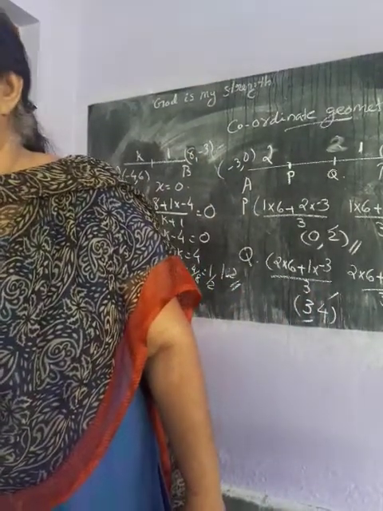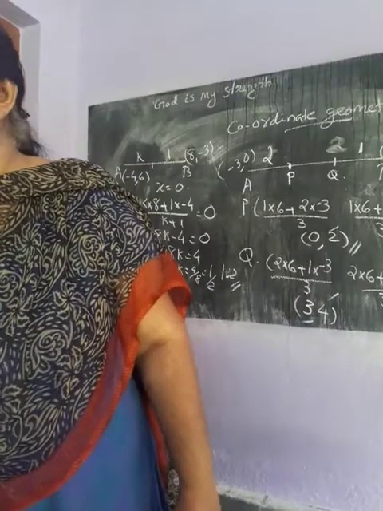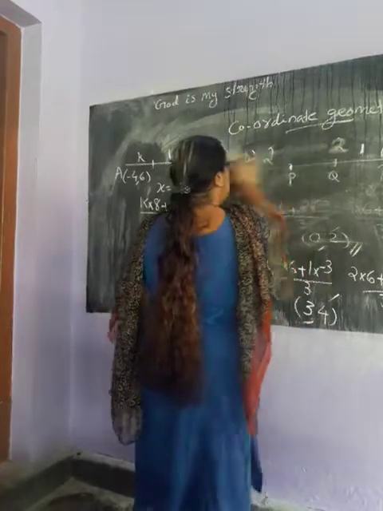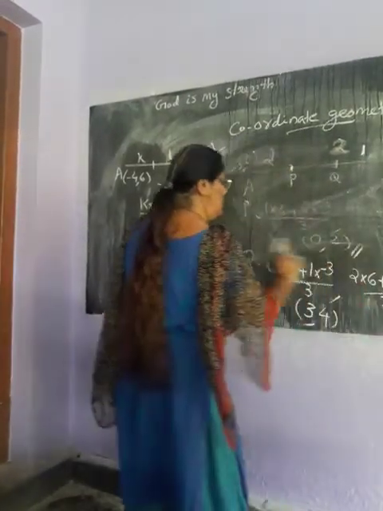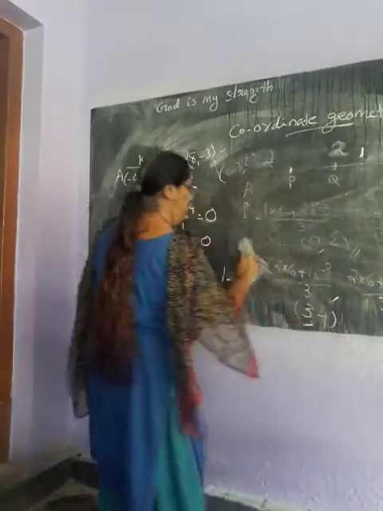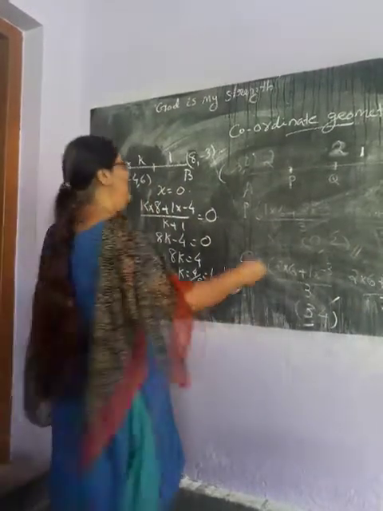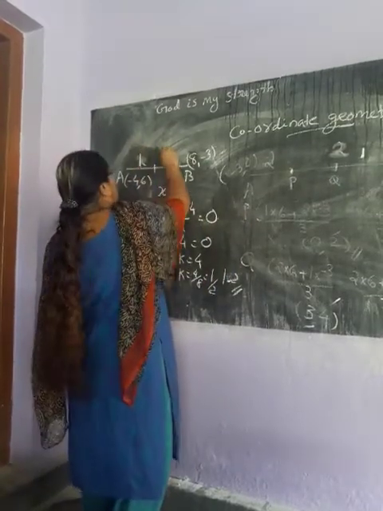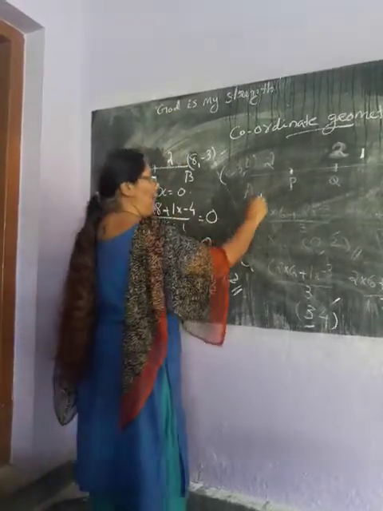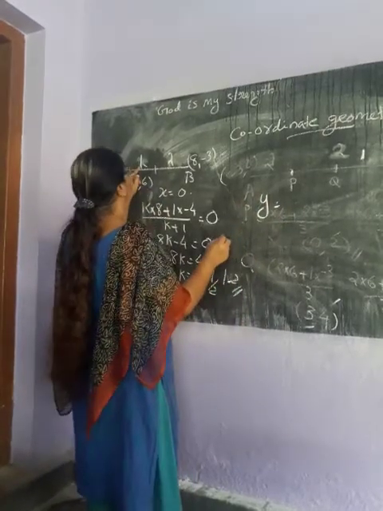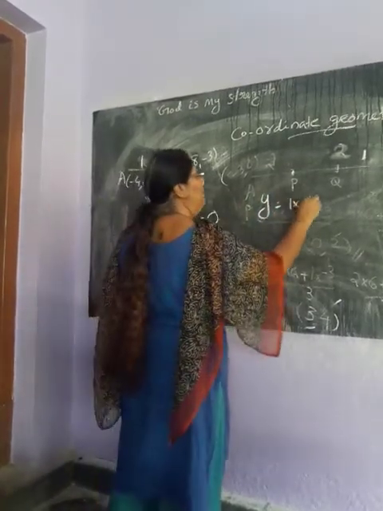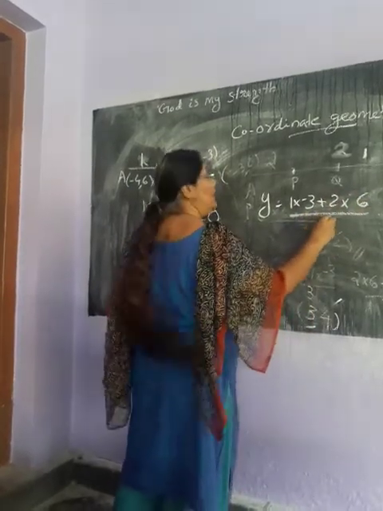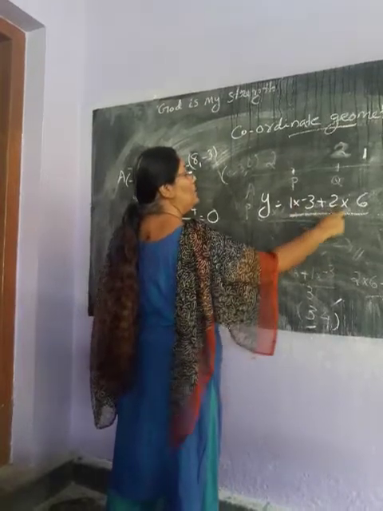The second part is to find the coordinates of the point of intersection. To find the point of intersection, you have to find the point y. What's the formula? Here we know that the ratio is 1 is to 2. Therefore, to find the point y, 1 into minus 3 plus 2 into 6 by 2 plus 1 is 3. Minus 3, 12 minus 3.